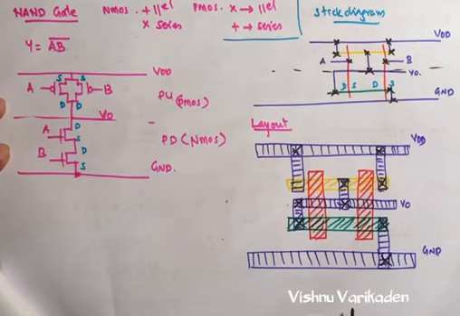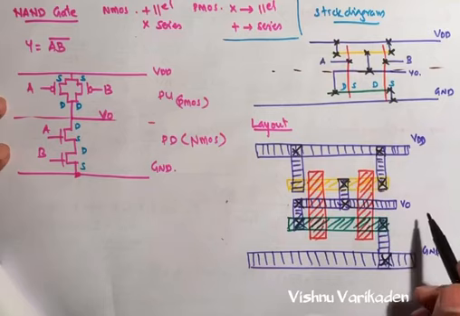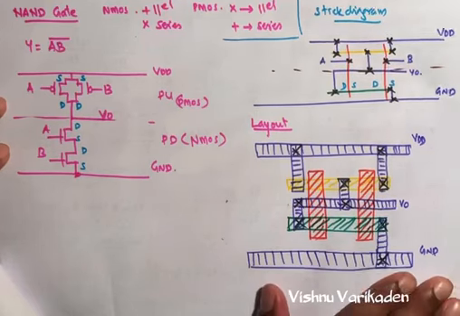We can make the sizing based on which layout design we are using. Whenever we are using lambda, we can use the lambda sizing. Whenever we are using micron based, you can make the micron based sizing and the spacing.